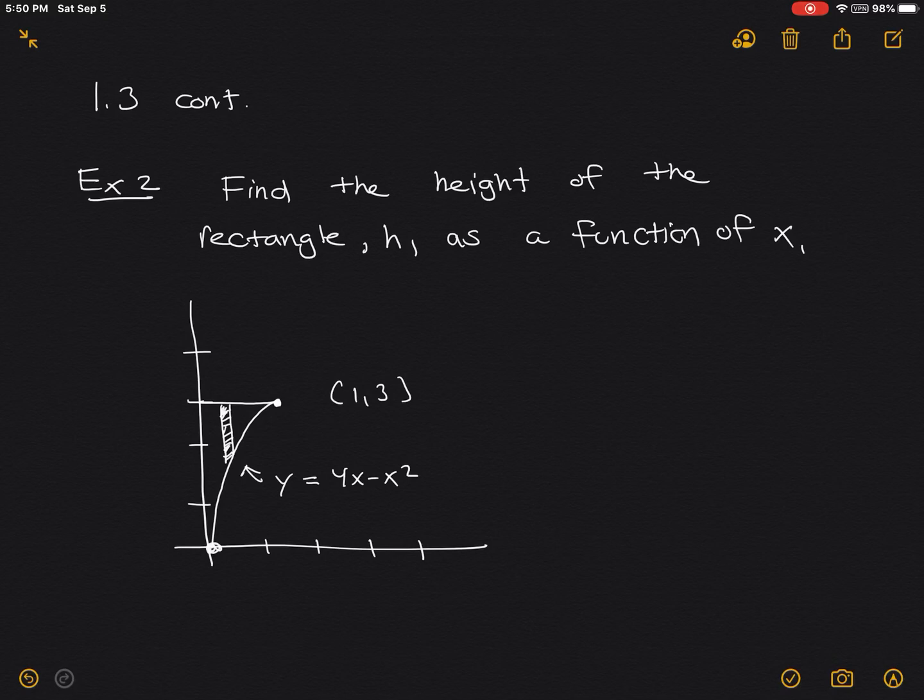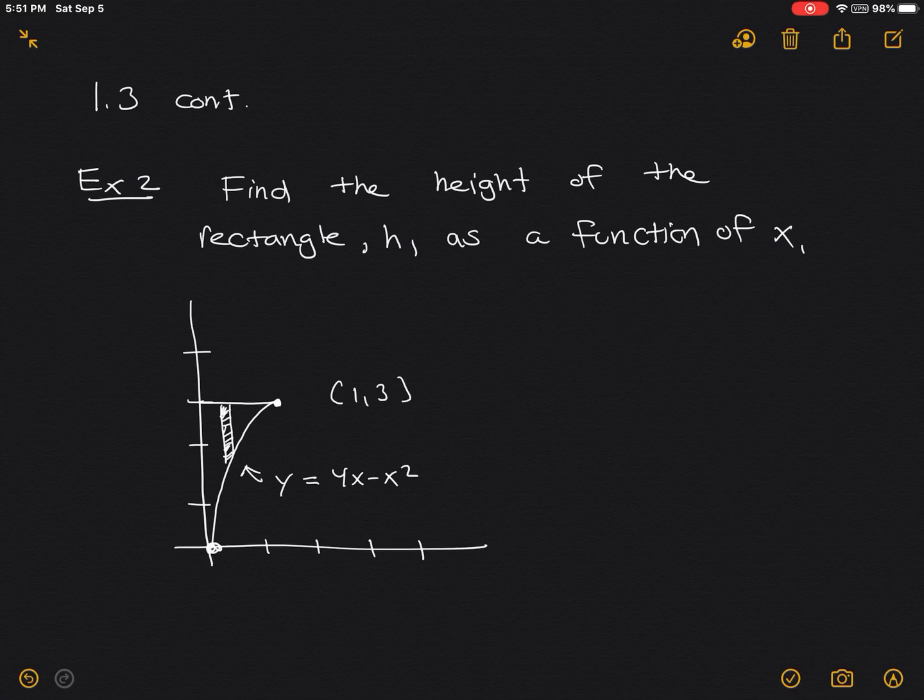All right, to conclude the lesson in 1.3, I'm going to go over a quick problem here, example number 2. You're asked to find the height of the rectangle h as a function of x. Okay, so I have some kind of rectangle right here that's shaded, and it's bounded between this function 4x minus x squared, and that's the coordinate (1, 3).